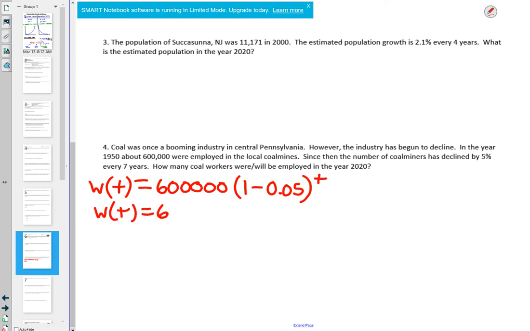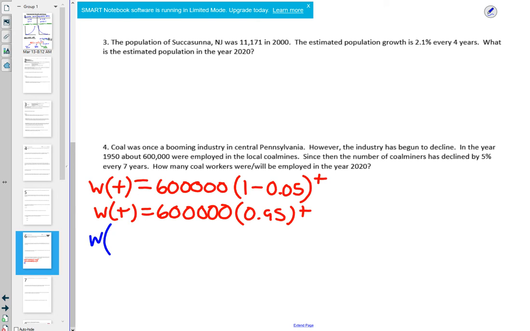And I can simplify that to be 0.95 to the amount of time. But now we can get specific. We want to know the amount of workers, not necessarily after X amount of years, but after how many decay cycles. So this 5% is happening every 7 years. Well, how many years are there between 1950 and 2020? There are 70 years. So how many 7-year cycles are there in 70 years?